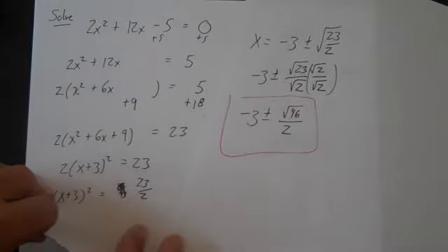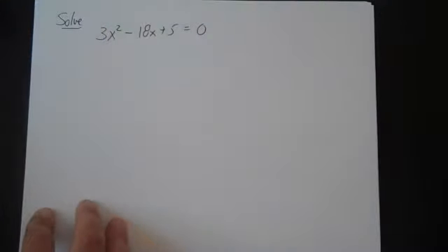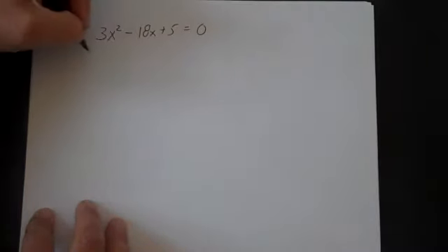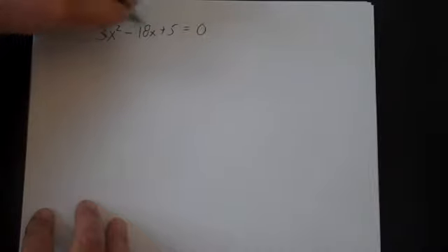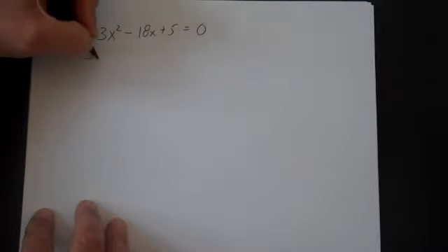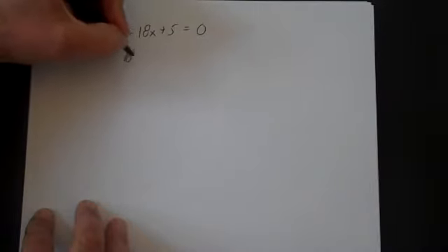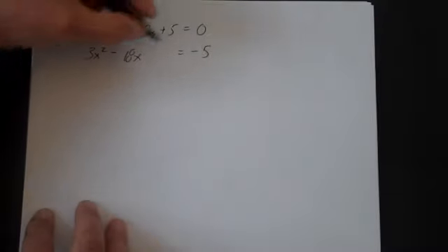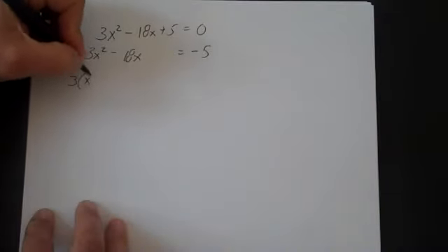Let's do one more quick problem. Let's solve 3x squared minus 18x plus 5 is equal to 0. First thing you do is you isolate the x squared terms, so I'm going to subtract 5. And I'm going to factor a 3 out.